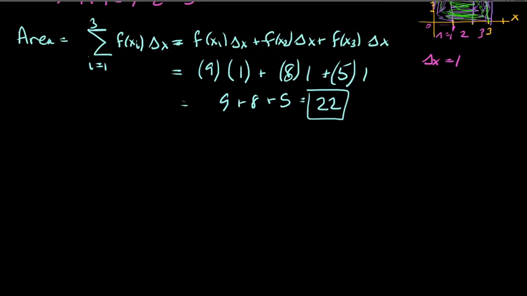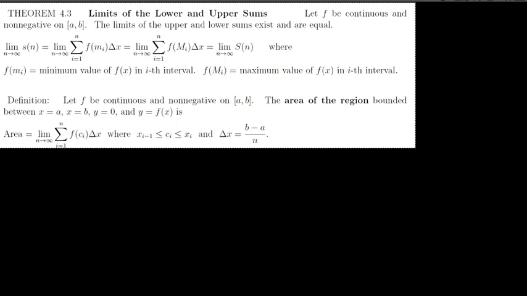This is going to be theorem 4.3. Actually, let me bring it up. Give me a second. Okay, here it is. Theorem 4.3, so I don't have to write it all out because this could take a while, right? So we have something called the lower sums and the upper sums, right? So we have a continuous function and non-negative, so it's above the x-axis, right? Between a and b. So think of that as the domain, at least for now.